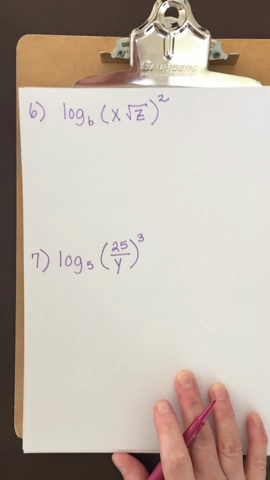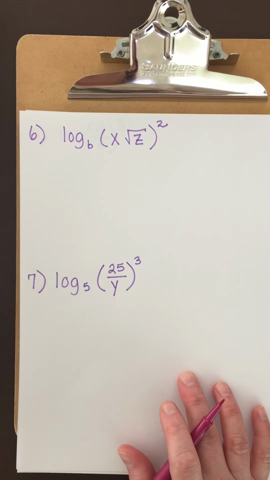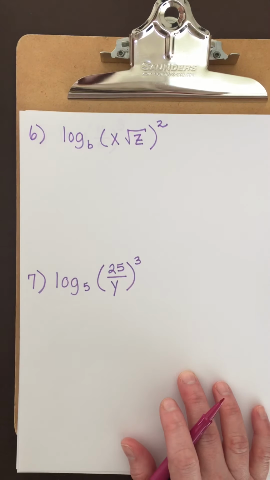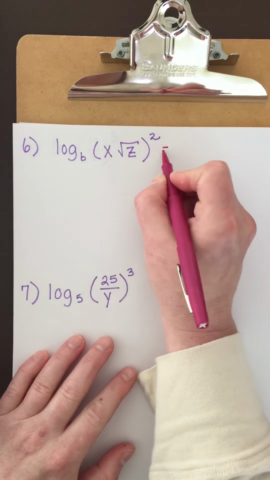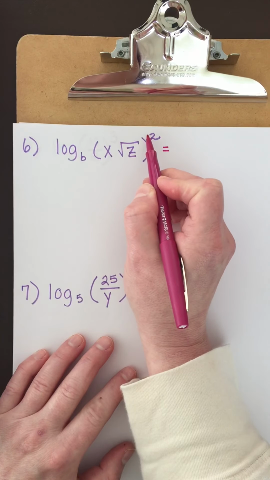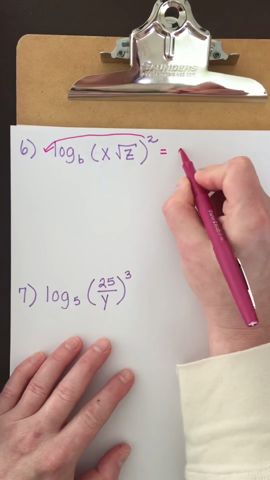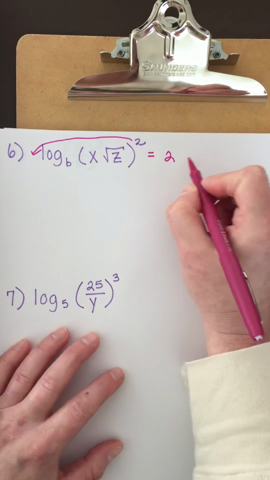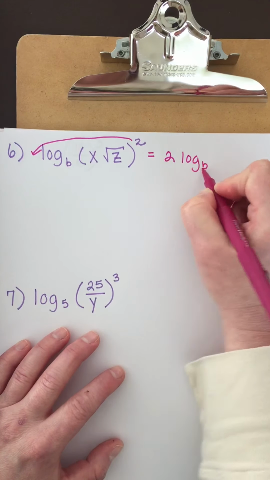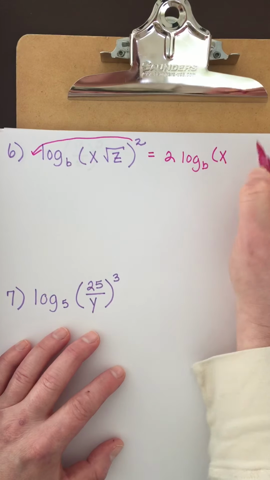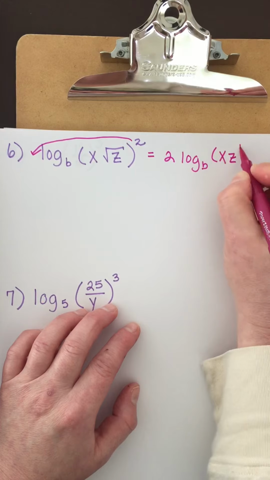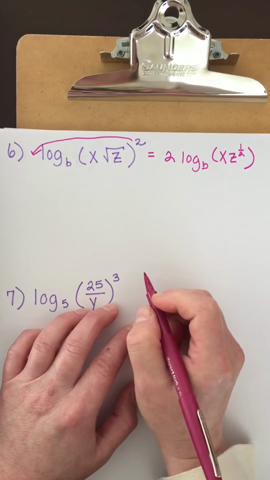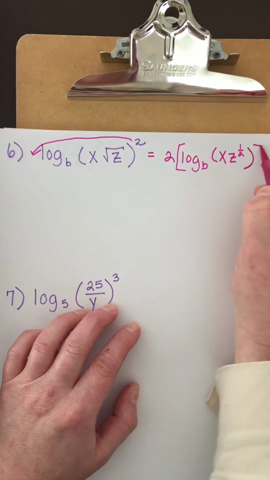All right, let's do another one. Practice makes perfect, people. For this one, we have the log base b of x times the square root of z squared. So the first thing I'm going to do is use the power rule and pull that out front. So we have 2 times the log base b of x, and I'm going to go ahead and also change the square root of z to the 1/2 power. And that's times this whole thing.